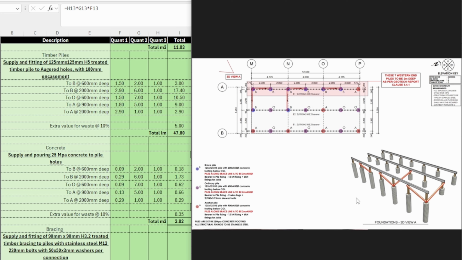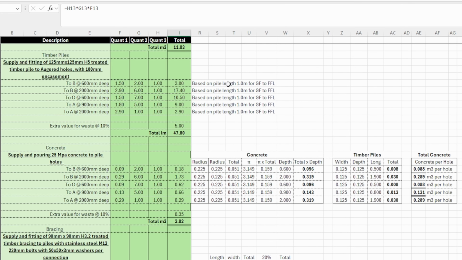So with the timber piles, we just need to know how many there are and what they are. But we also need to allow for the part that comes out of the ground as well. That information hasn't actually been given to us on any drawing. So we're going to assume that these are going to be at 1 meter. So we're going to allow an extra 1 meter on top, based on the pile length of 1 meter from ground level to finished floor level.